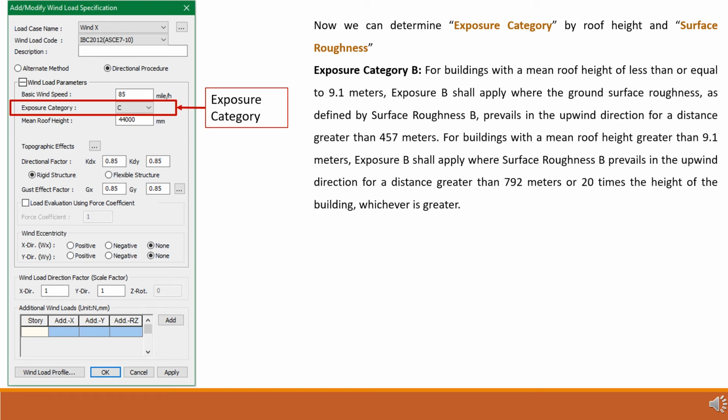Exposure category B, for buildings with a mean roof height of less than or equal to 9.1 meters, exposure B shall apply where the ground surface roughness, as defined by surface roughness B, prevails in the upwind direction for a distance greater than 457 meters. For buildings with a mean roof height greater than 9.1 meters, exposure B shall apply where surface roughness B prevails in the upwind direction for a distance greater than 792 meters or 20 times the height of the building, whichever is greater.